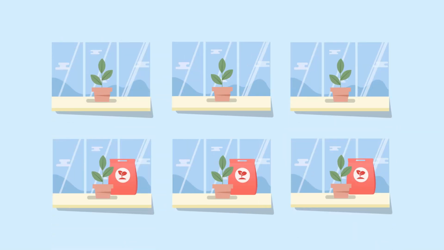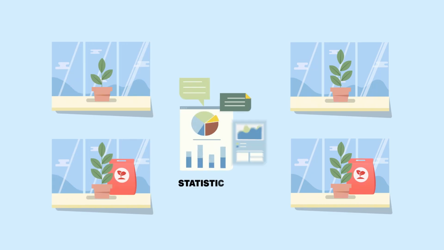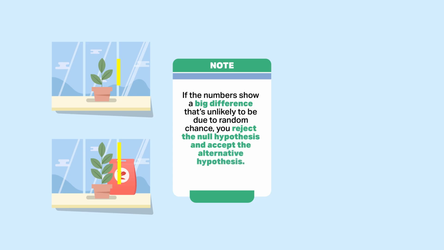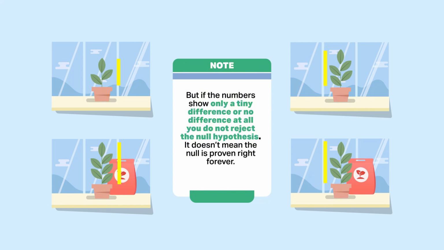In a real experiment, you would grow one group of plants with the new fertilizer and one group without. After some time, you measure their heights. Then, you use statistical tests to decide which hypothesis seems more likely. If the numbers show a big difference that's unlikely to be due to random chance, you reject the null hypothesis and accept the alternative hypothesis. But if the numbers show only a tiny difference or no difference at all, you do not reject the null hypothesis. It doesn't mean the null is proven right forever. It just means that, with the data you have, you don't have strong evidence that the alternative is true.